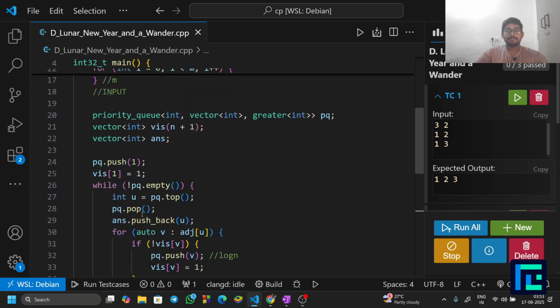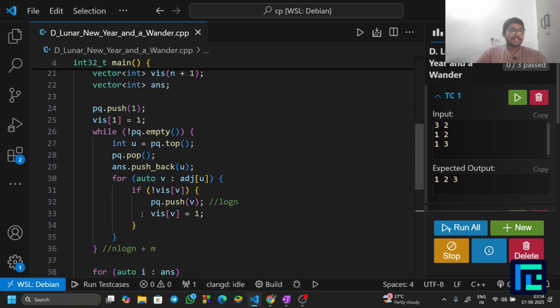It was a pretty nice graph problem where, instead of using a normal BFS, you had to use somewhat like a BFS algorithm but with a priority queue because of the lexicographical condition.